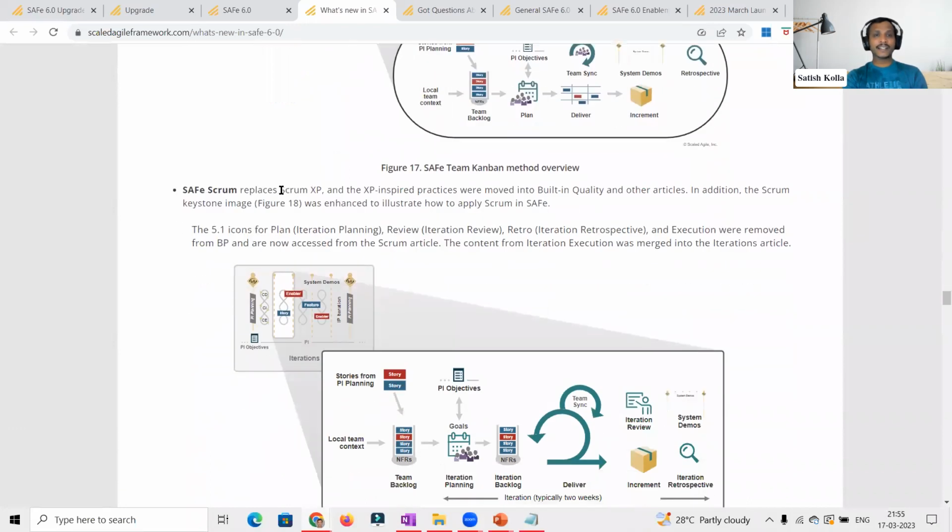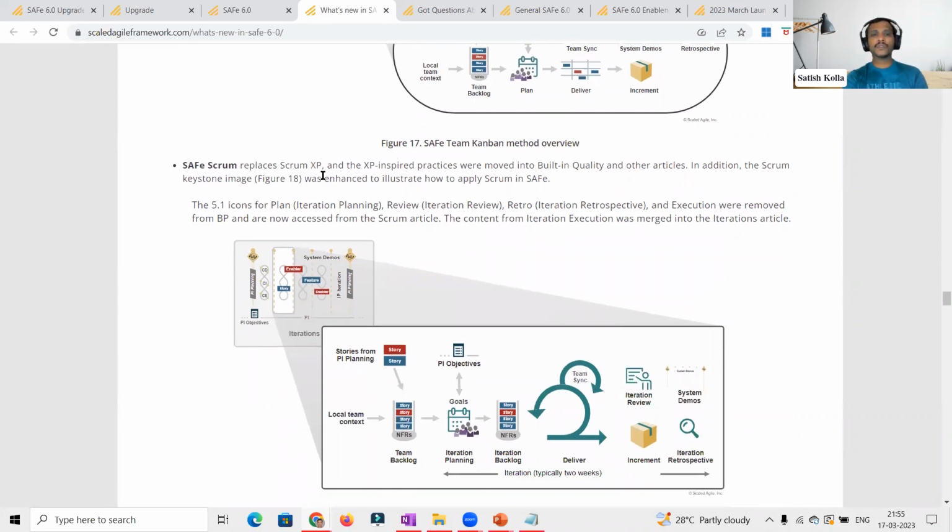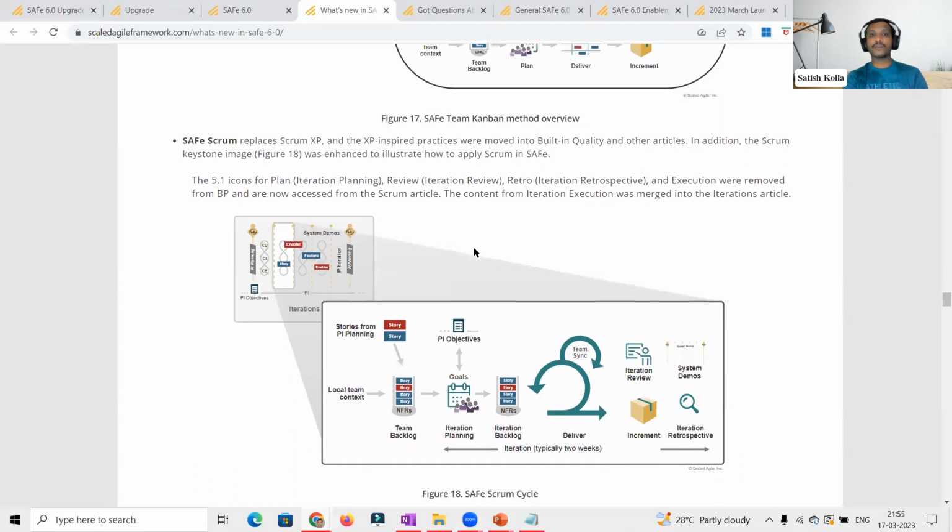The same way, earlier it used to be Scrum and XP. Now it is refined as SAFe Scrum. The concepts again remain the same. The only thing is you need to see how we can get the benefit out of it. So everything is removed and it is now included as part of this SAFe Scrum article. You can refer to it and go through that.